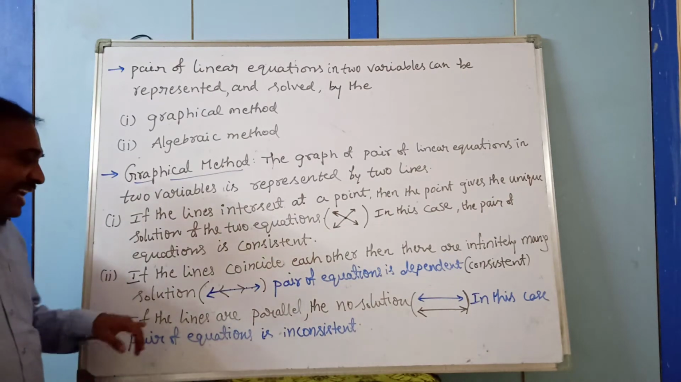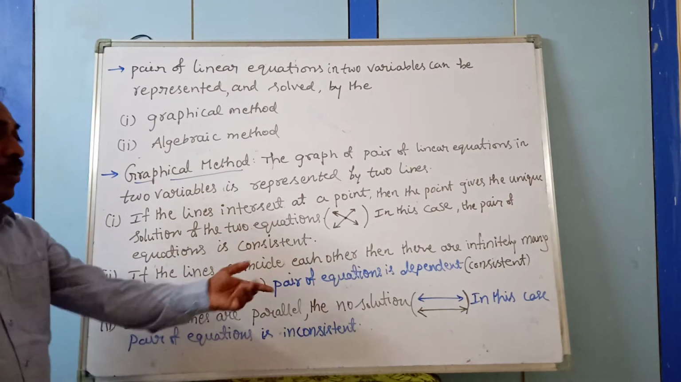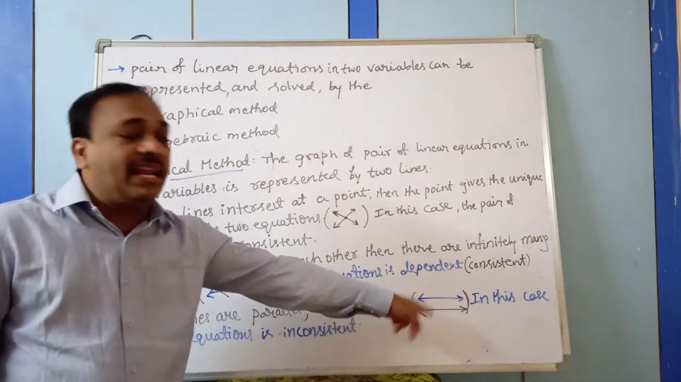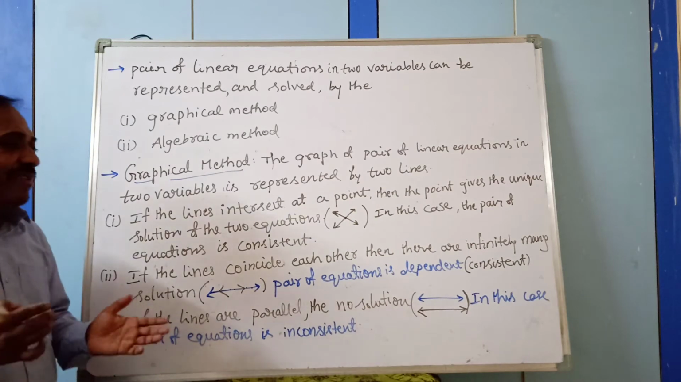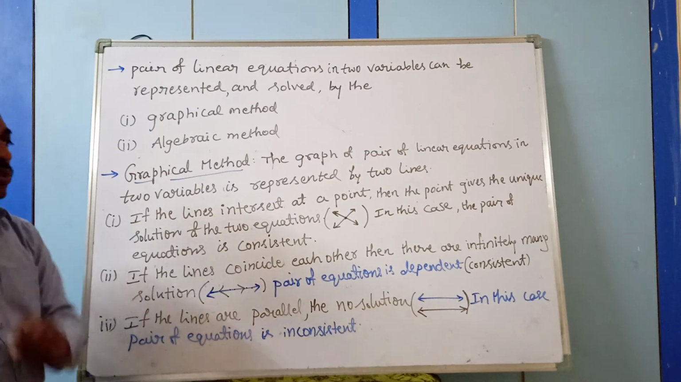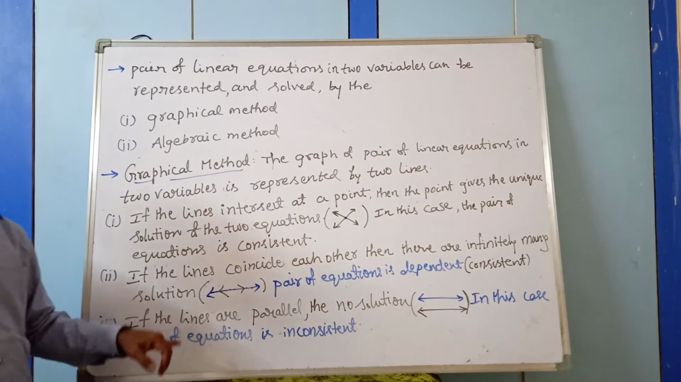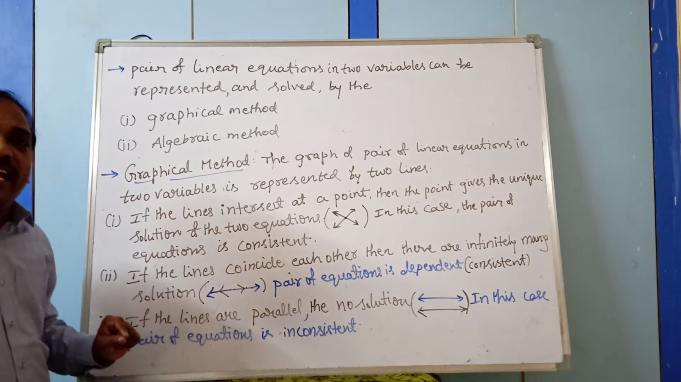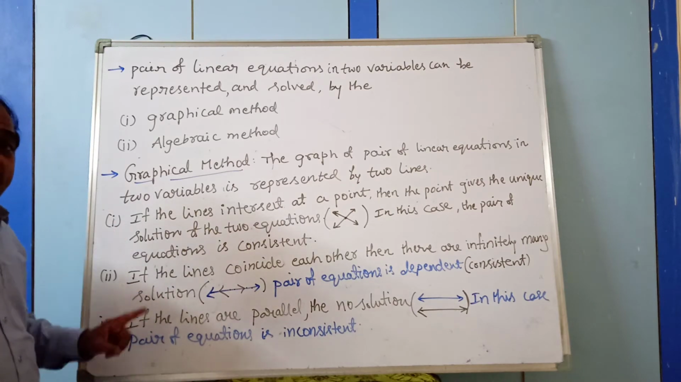Now, if the lines are parallel, then there is no solution. You see, the lines are parallel. They do not meet anywhere. So, no solution. In this case, the pair of equations is inconsistent.